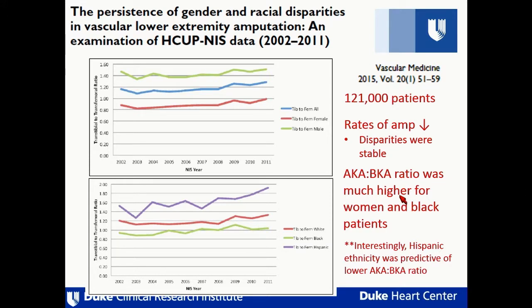Interestingly, Hispanic ethnicity was predictive of a lower above knee to below knee ratio. So it calls into question some of the things that we think about and have read about ethnicity contributing.